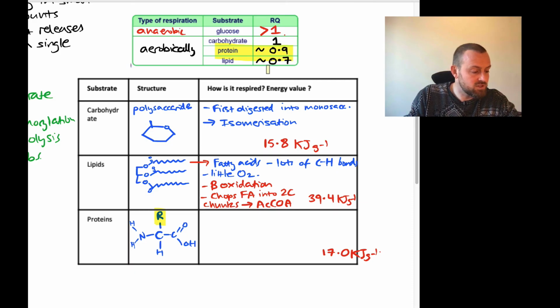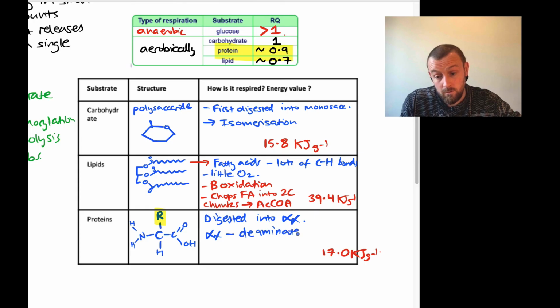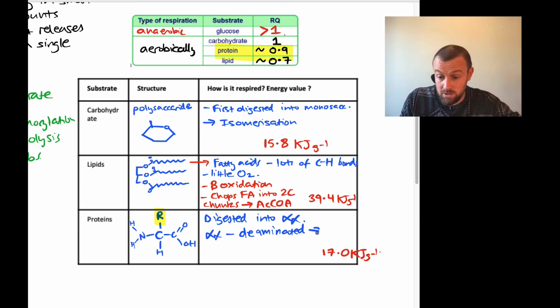And proteins, generally, the amino acid itself, so how is it respired? So first of all, digested again into amino acids, AA for short. And then the amino acid is first deaminated. You should have covered this in the excretion unit. They're first deaminated, and that puts them into something called a keto acid. And the keto acid, or KA, I'll just write down here, can go into Krebs, pretty much, okay?